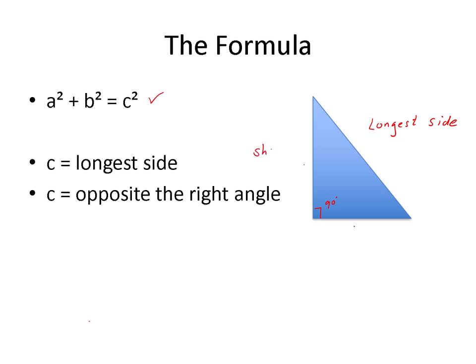We say as shortest side. And this is also shortest side. Okay. And now you will label it. We are going to label it according to the formula. So this is A, this is B, and this is C.